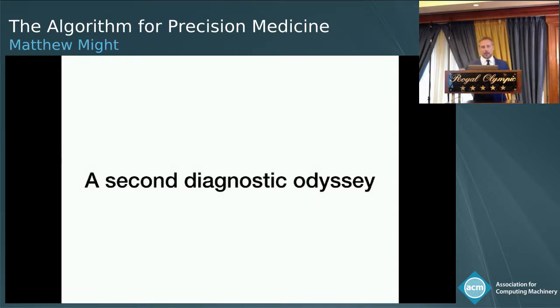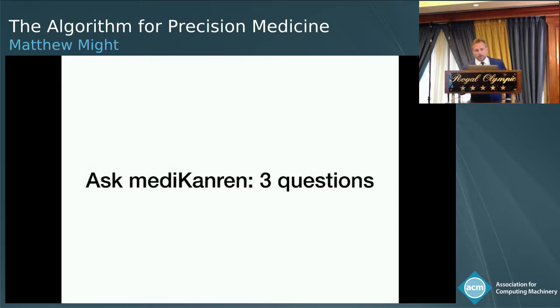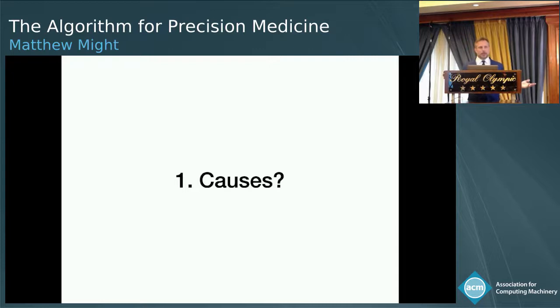And this launched a second very rapid diagnostic odyssey. When he went to the ER, I asked Medi Cameron 3 questions. I said, okay, what causes septic shock? What are the consequences of septic shock? And what are the treatments for septic shock? And when I looked down that long tail into the unknown known, I saw something interesting that caught my eye, and that was albumin. And there are, again, 2 or 3 papers in support of albumin. But when you read them, it was very clear that albumin levels were strongly correlated with survival in septic shock.